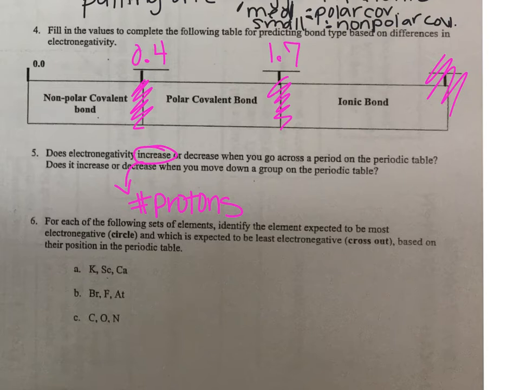Sorry. Okay, how about moving down a group? Less. It's less. Right, so it decreases. Why? More energy levels. We gotta keep going. Sorry. Okay. All right, and then you guys can handle number 6 on your own.